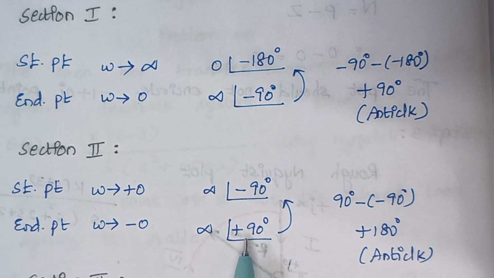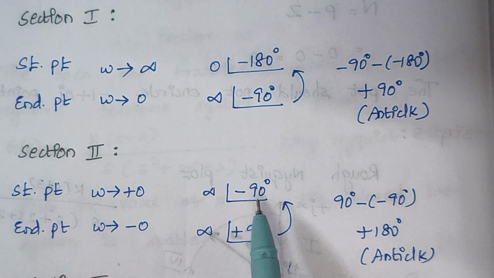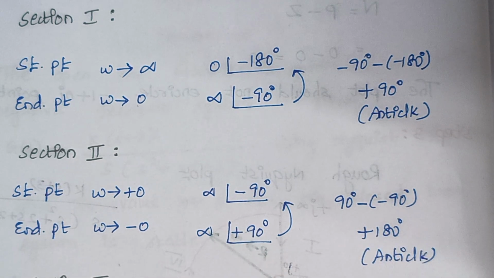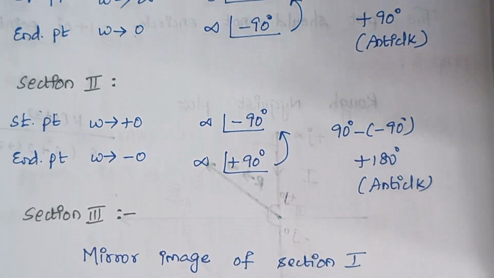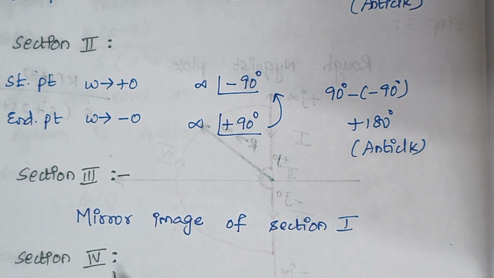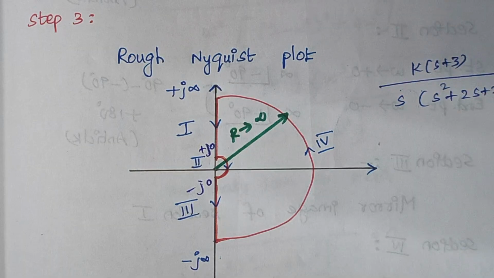Here we have to introduce another minus sign. That's it. So when you calculate plus 90 minus of minus 90 gives plus 180 degree. So we have to rotate 180 degree in anti-clockwise direction. Right. And now we are moving to section 3. So section 3 is nothing but it is a mirror image of section 1. Right. It is very clear from the diagram.